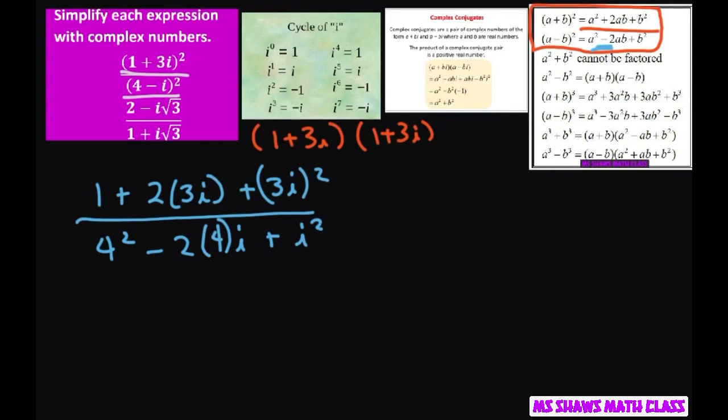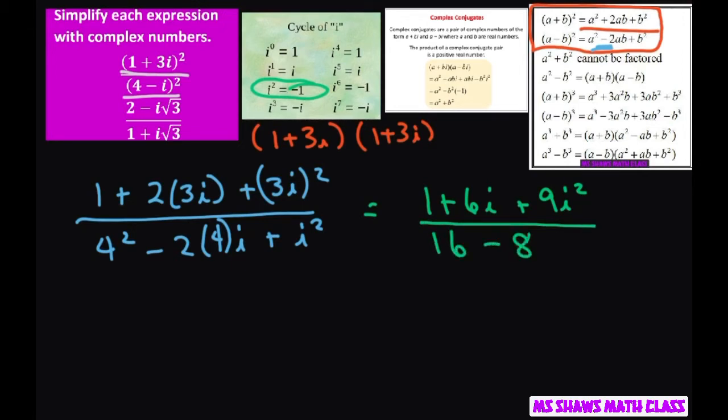Now simplifying this further, we get 1 plus 6i plus 9i squared. Remember, i squared is negative 1. And the denominator is going to be 16 minus 8i, and i squared is negative 1, so minus 1.